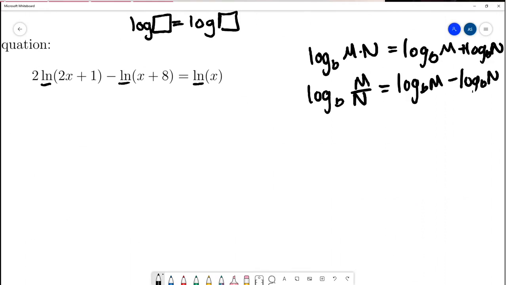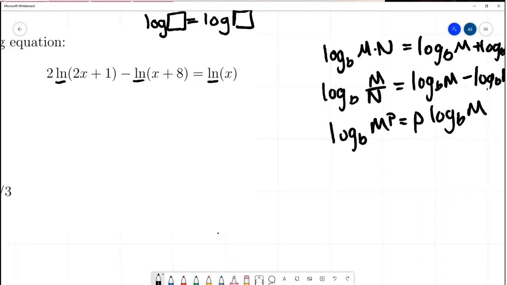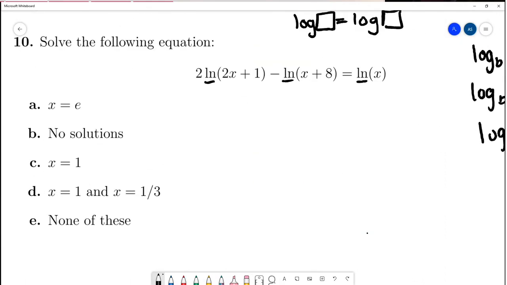And then we also have the power rule of logarithms. If you have log base b of m to a power, you can move that power to the coefficient. So we have p times log base b of m. So we're going to start on the left-hand side by using that power rule, bringing the coefficient into the exponent.